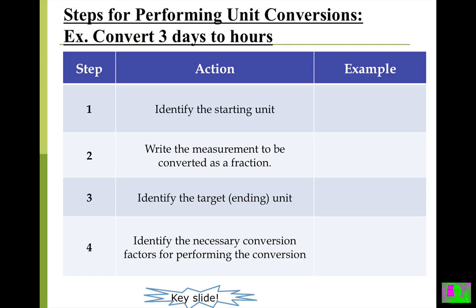So the first step is to identify the starting unit, days. Then we're going to write the measurement, the 3 days, as a fraction just by putting it over 1. If you happen to have a measurement that was like a density with 2 units in it, like grams over milliliters, you would put the milliliters on the bottom. Next, we're going to identify the ending unit, and so that's hours.